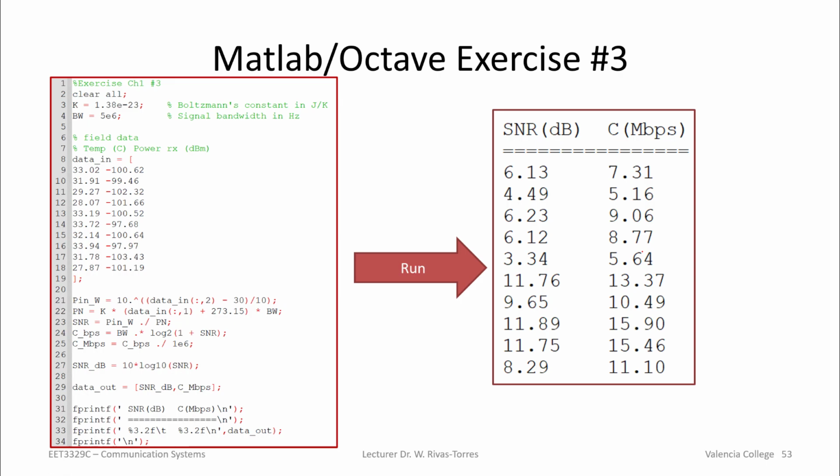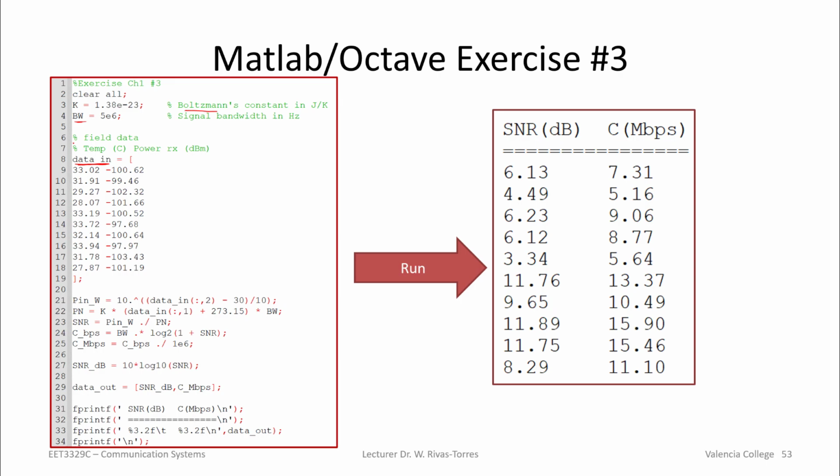Now, I start off on line number 3 by putting in Boltzmann's constant. The problem specifies a bandwidth, so I put that on line number 4, 5E6, right, for 5 megahertz. Then I capture the field data, starting at line number 8. Notice that I called this variable data in, and because it's data, I went ahead and just typed it in, right? Notice my famous 2 columns of data. Not too bad to enter the data this way.